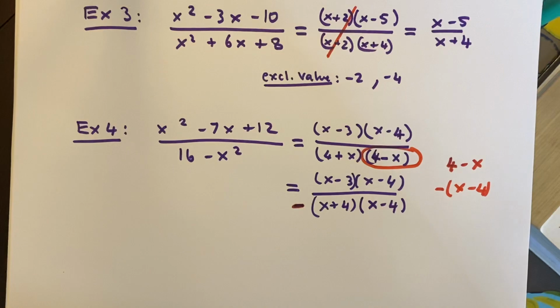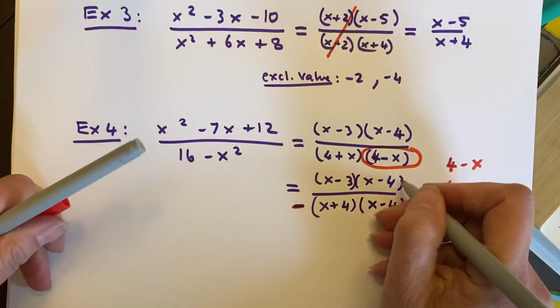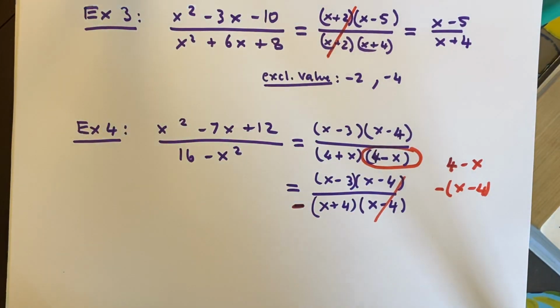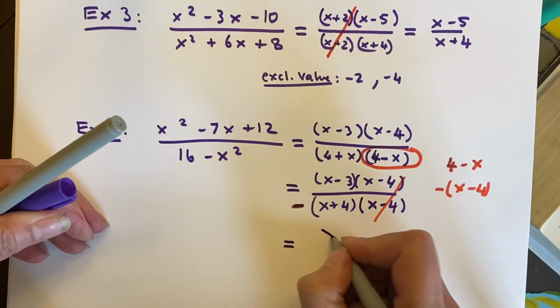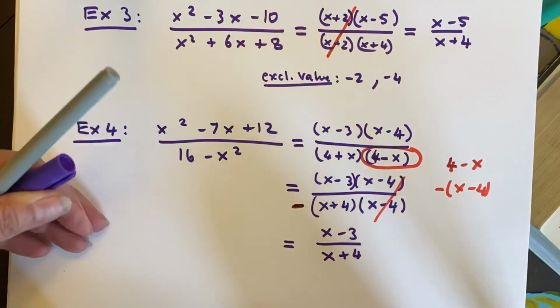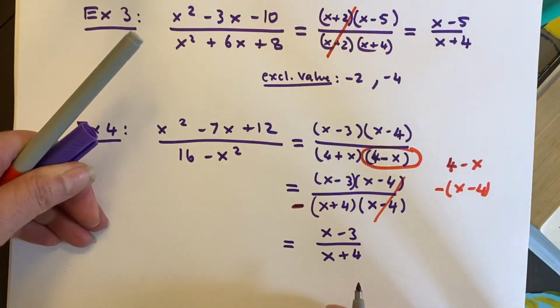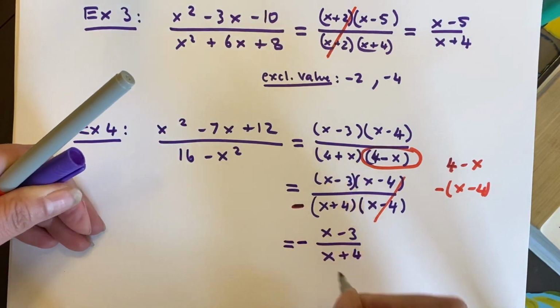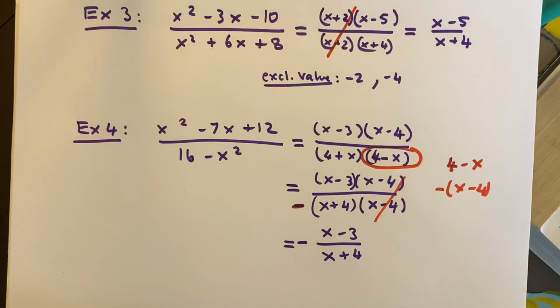And I now am able to cancel. And when I do, I end up with x minus 3 in the numerator, x plus 4 in the denominator, but I have a negative out in front. The whole thing is negative because I factored out a -1.